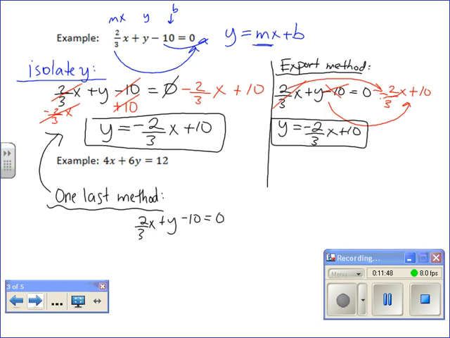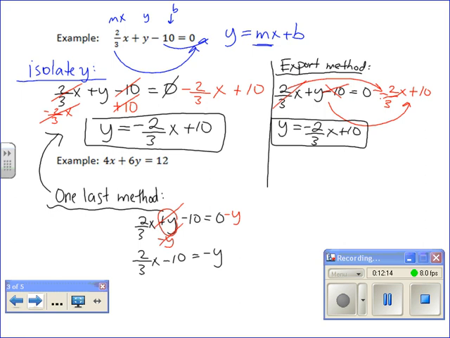Okay, finally, the last thing I could have done is just said, well, if this y was on the other side, I would have mx and b all together on one side. Really what I want to do is isolate y. So if you had moved your y over to the other side, in other words, you subtract y from both sides to get rid of it on the left, you would get 2/3 x minus 10 equals negative y.